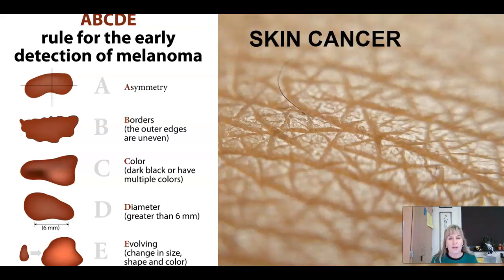D, diameter greater than 6 millimeters, and I always want to remind you, basically this is a pencil eraser. If you can visualize that, if you go bigger than that, that tends to be a warning sign. And then E is evolving. It's changing in size, shape, color, and elevation. So those are some things to look for.